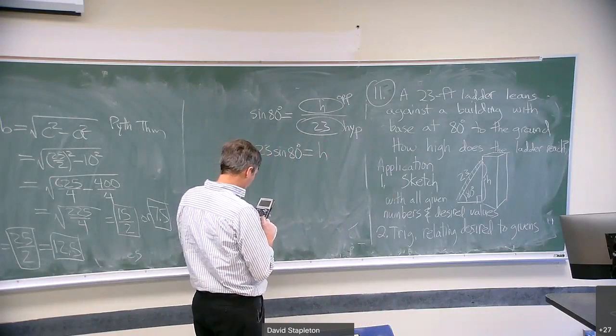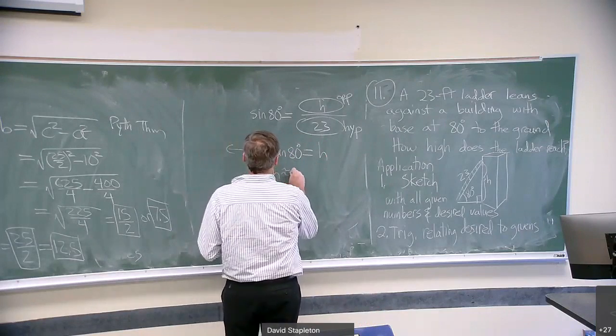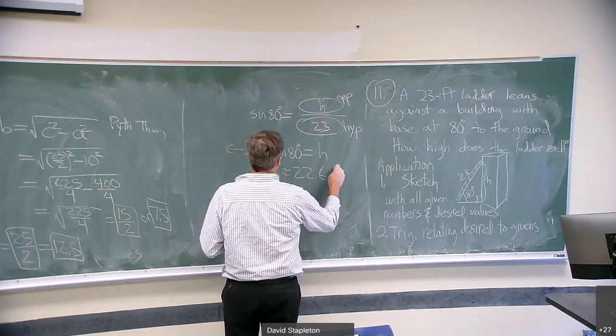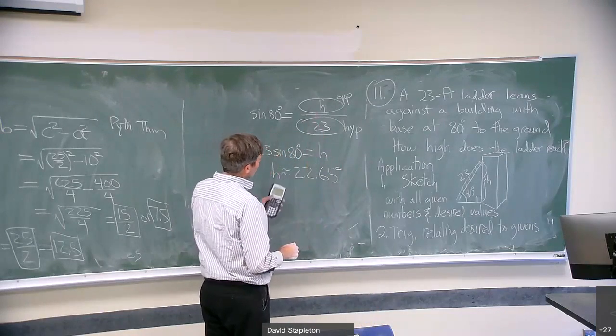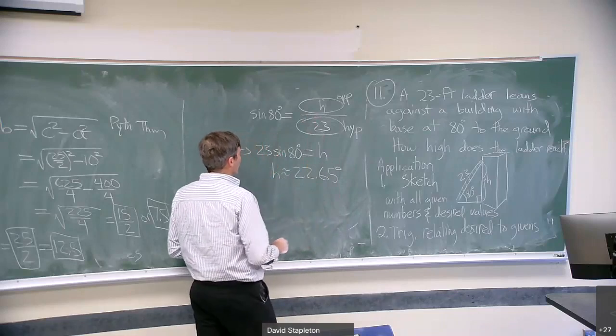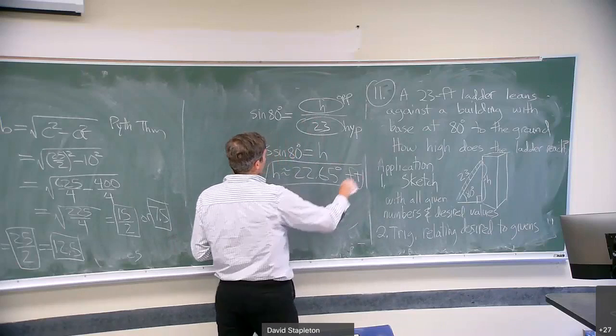And I get 22.65 approximately. So that actually didn't take up much height at all. That ladder is pretty steep up there against the building. When it is, you only lose a fraction of a foot here. And the units are always the same as the ones on the other measurements.